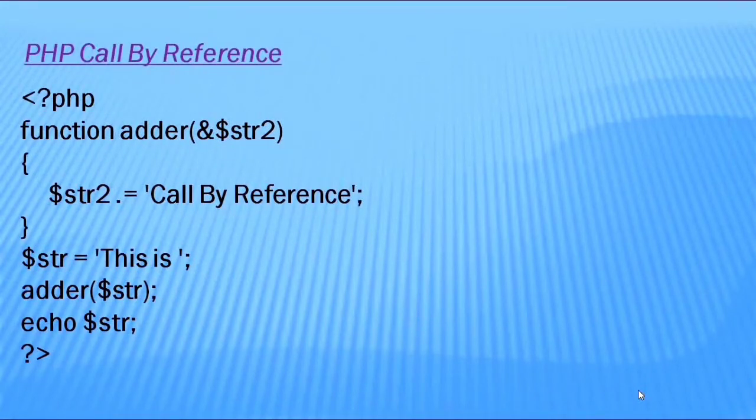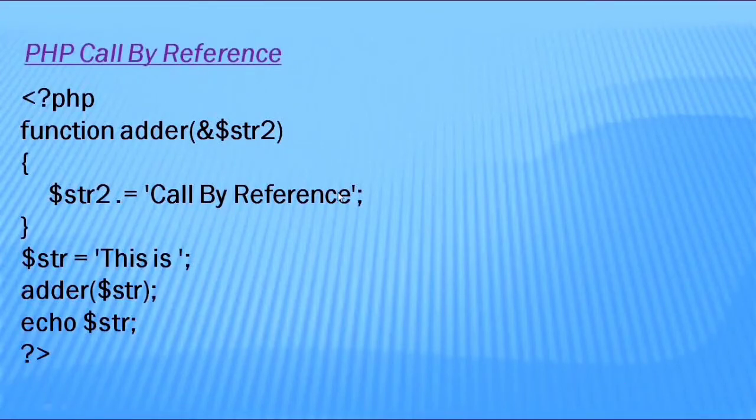In case of PHP call by reference, the actual value is modified if it is modified inside the function. In such case, we need to use the ampersand symbol with the formal argument. The ampersand represents the reference of the variable. Okay. If you look at this example, variable str is passed to the adder function where it is concatenated with the call by reference string. Here, print str variable result. This is call by reference. Okay. It is because changes are done in the actual variable str.